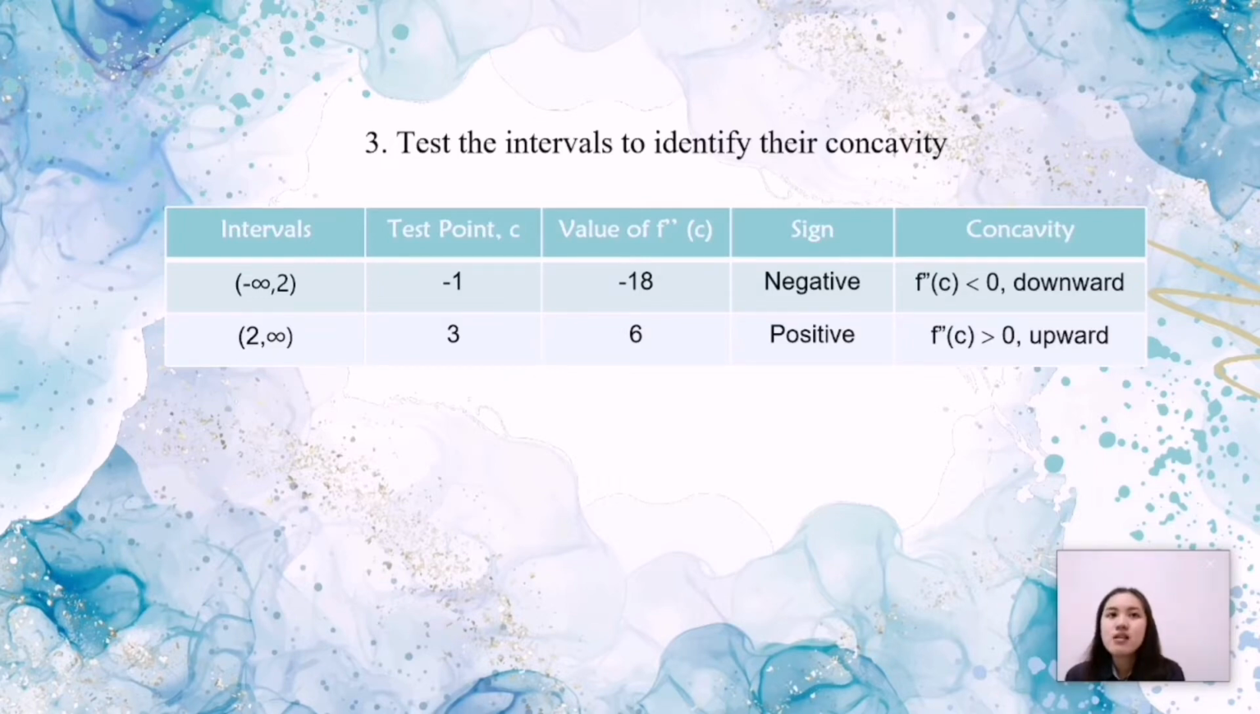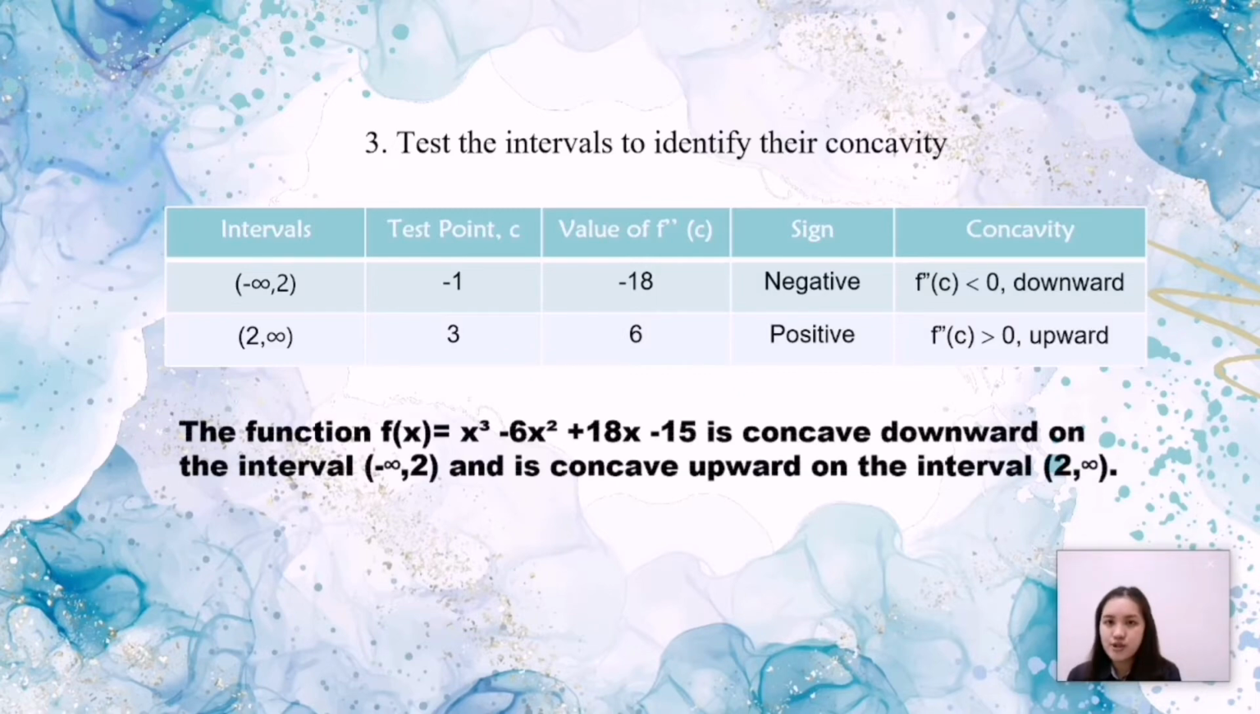And for the interval 2 to infinity, we can choose 3 as our test point. We can notice that the second derivative value will become 6. The sign is positive, so the second derivative is more than 0 and it is upward. As a conclusion, the function f(x) equal to x cubed minus 6x squared plus 18x minus 15 is concave downward on the interval negative infinity to 2, and is concave upward on the interval 2 to infinity.